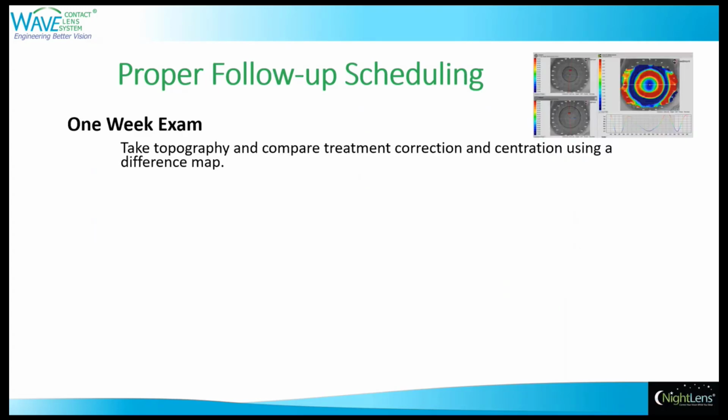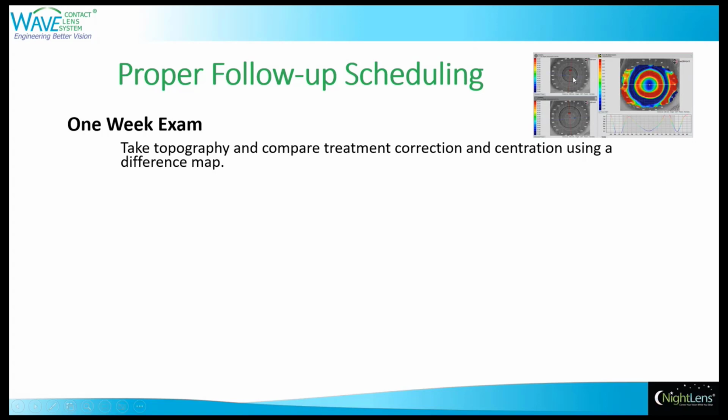All right, after that first morning follow-up and everything is fine, you're going to reschedule for 1 week out. And you're going to do pretty much the same process of follow-up as you did on the first morning. You're going to take another topography, but what you're going to do here is you're going to compare the treatment correction and centration using what's called a difference map.